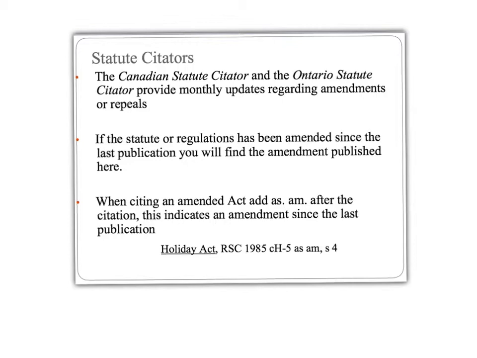There is a Canadian Statute Citator and the Ontario Statute Citator in our library. There are monthly updates regarding any amendments or appeals. When citing an amended act or an act that appears after the last consolidation, then you would add the words as am, as amended, after the name of the act. Here we have the name of the act underlined or italicized, the fact that it appeared in the Revised Statutes of Canada, 1985, that is chapter H5, and then we add as amended, so that we know that it has been amended since the last consolidation, and then any section number should it be applicable.